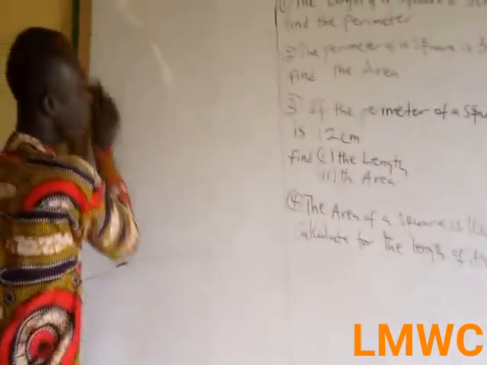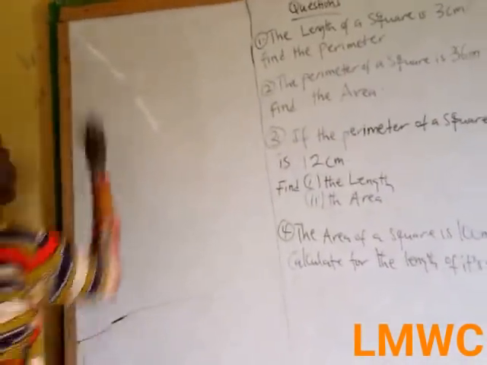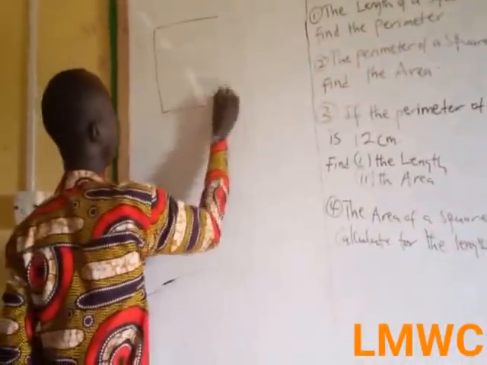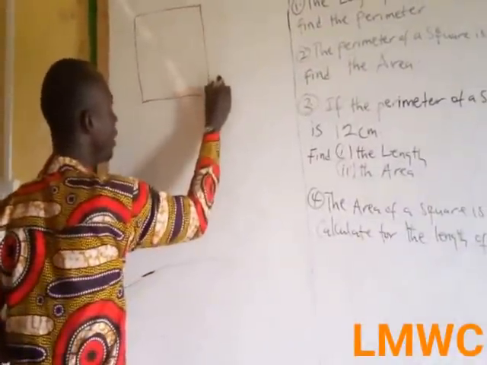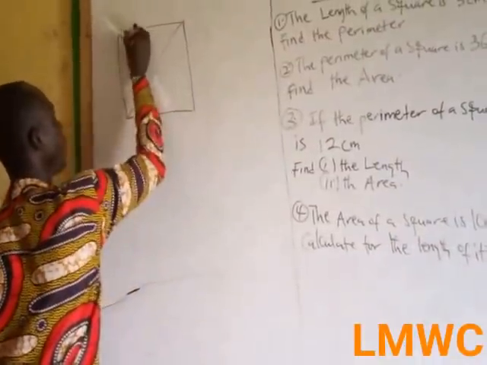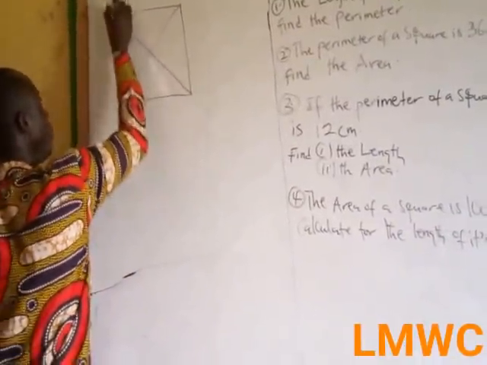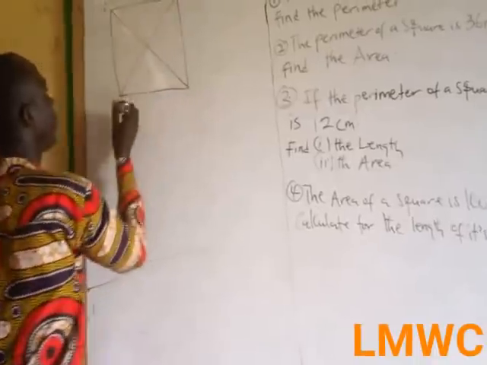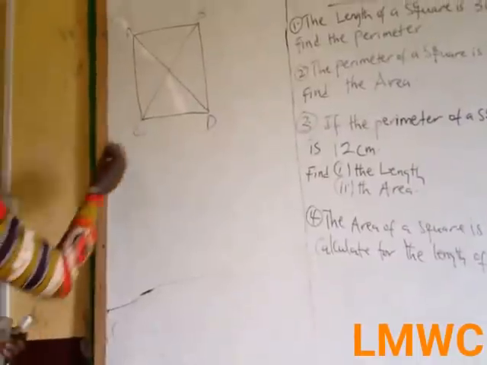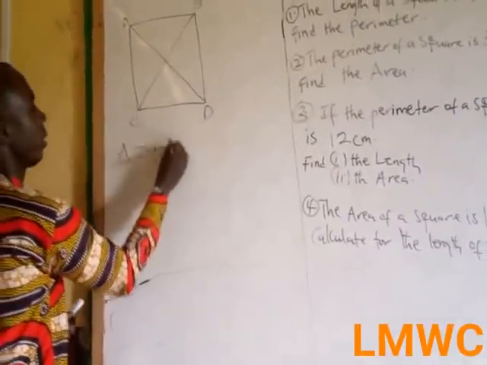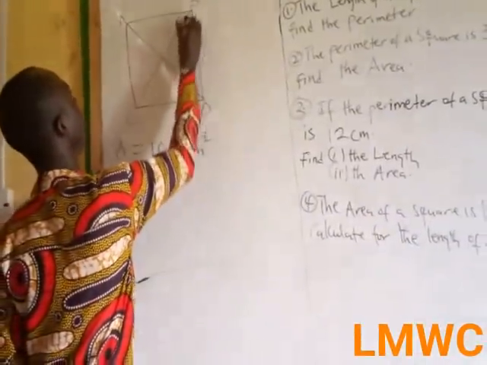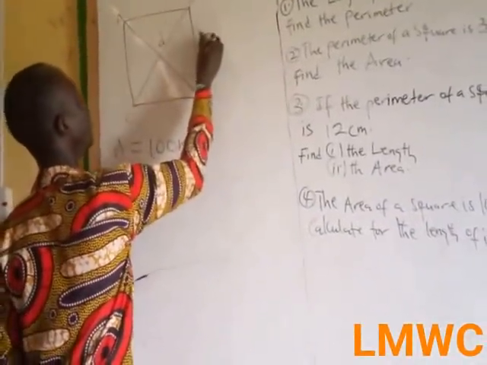How to find the length of a diagonal. So let's take this question. And always take note that the lengths of the diagonals are equal. This is a diagonal, and this is another diagonal. So let me name my vertices A, B, C, D. This is my square. The area of this square is 100 millimeters squared. And you have been asked to calculate the length of this diagonal.